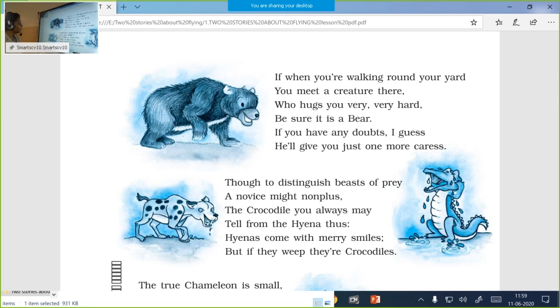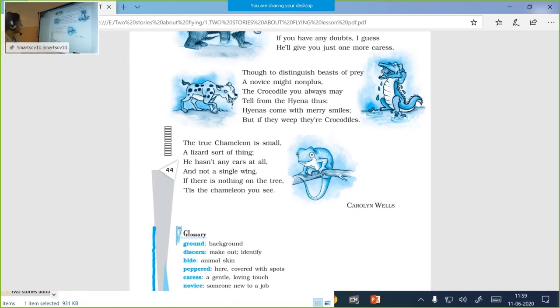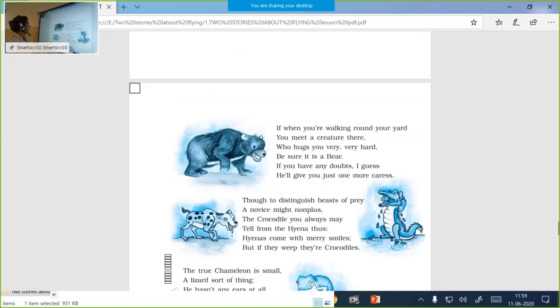Though to distinguish beasts of prey a novice might nonplus, the crocodile you always may tell from the hyena thus. Hyenas come with merry smiles, but if they weep, they are crocodiles. The true chameleon is small, a lizard sort of thing. He hasn't any ears at all, and not a single wing. If there is nothing on the tree, 'tis the chameleon you see.